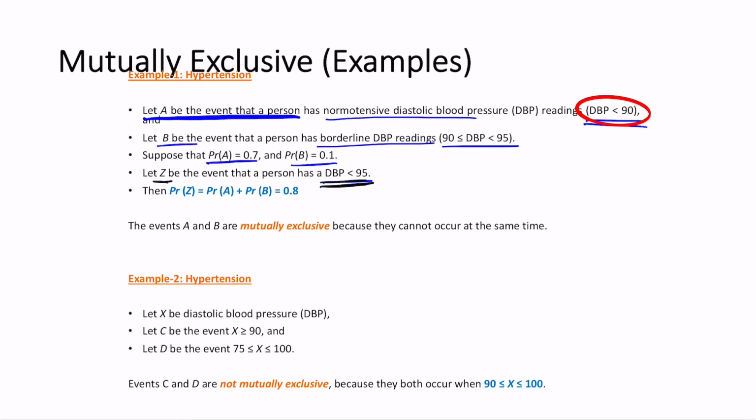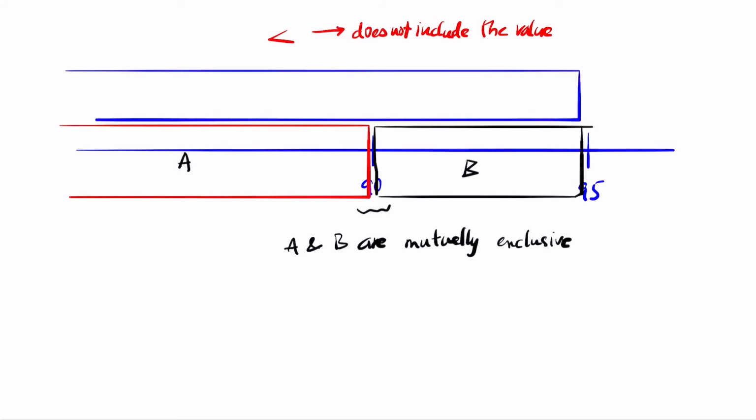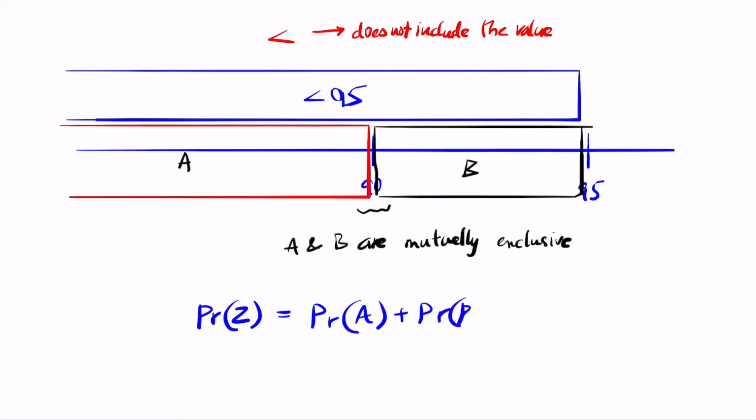What they are asking you now is for Z to be an event where a person has DBP less than 95. So what they are saying is Z is a person who has any value less than 95. So this means that it includes everything here. So when you write probability of Z here, it represents that it's combining both A and B. So we can write it as probability of A plus probability of B.